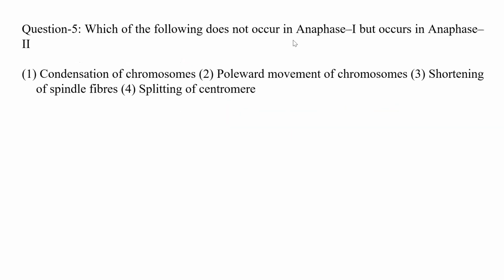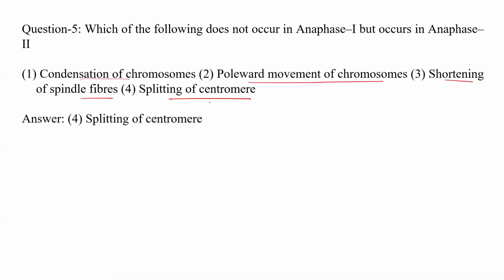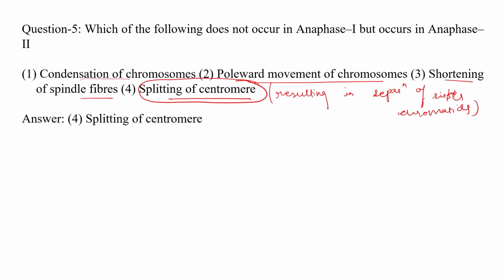The next question is, which of the following does not occur in anaphase 1 but occurs in anaphase 2? It is the condensation of chromosomes, poleward movement of chromosomes, shortening of spindle fibers, or the splitting of the centromeres. We know that the splitting of the centromere, resulting in separation of sister chromatids, happens in anaphase 2 but not in anaphase 1.